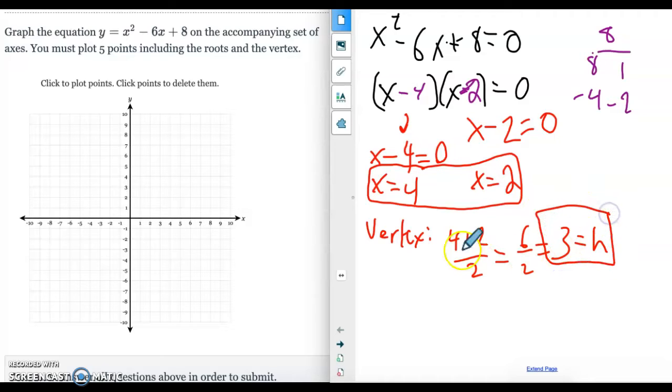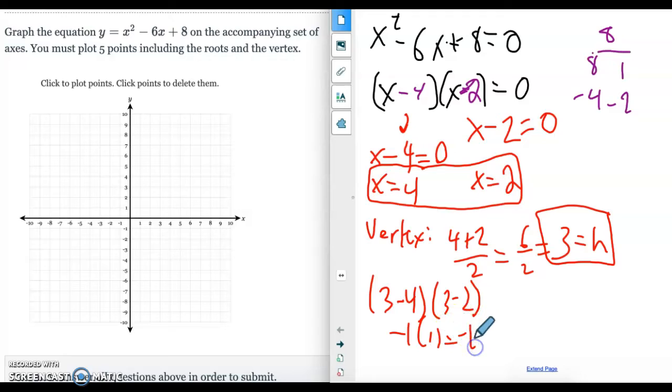And then to get k, we plug that 3 back into either this equation here or this equation here. If I put a 3 into this one, I would have 3 minus 4 times 3 minus 2. And I want to know what that equals: -1 times 1, which is -1, which was our k value. And the h and the k together make our vertex.